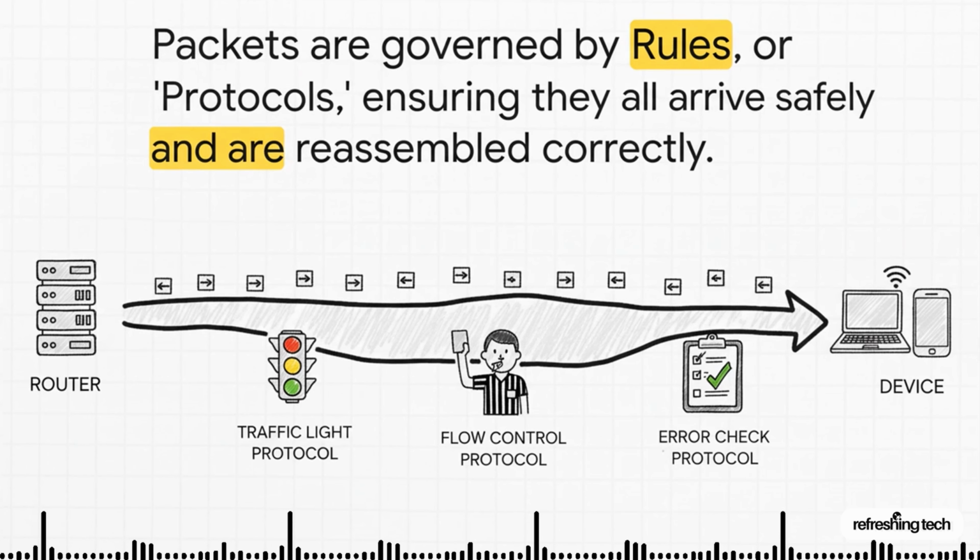This whole thing would be total chaos if there weren't some really strict rules. This whole data dance is governed by things called protocols. You've probably seen the technical name for them, something like 802.11. That's just the official rulebook, the traffic laws for the airwaves, that make sure every single packet gets where it's going safely and is reassembled perfectly on your screen.